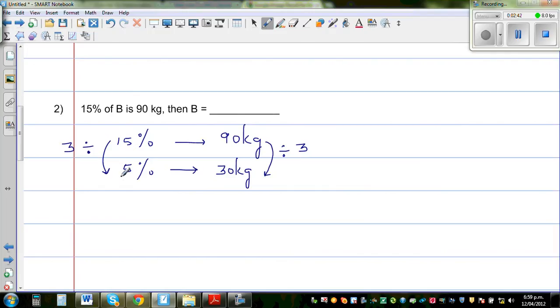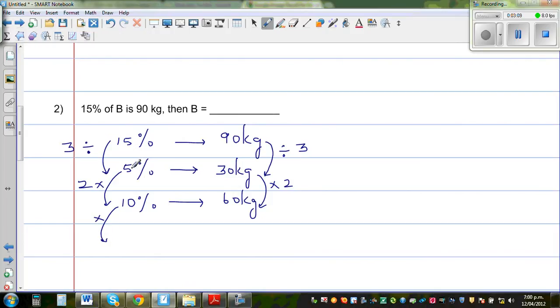Now from 5%, let us do it in 2 steps. Let us find 10%. Can I find 10%? 5 times 2 gives you 10. So you do the same thing to this number: 30 kgs times 2 gives me 60 kgs. So that is 10%. And from 10%, it's very easy to find 100%. Some of you can directly go from 5% to 100%, since 5 times 20 is 100.